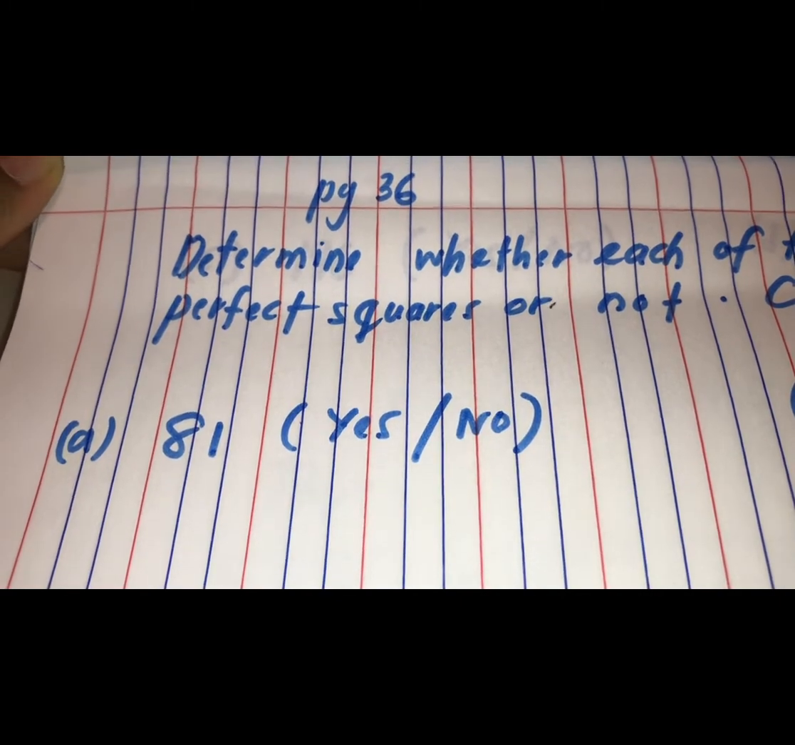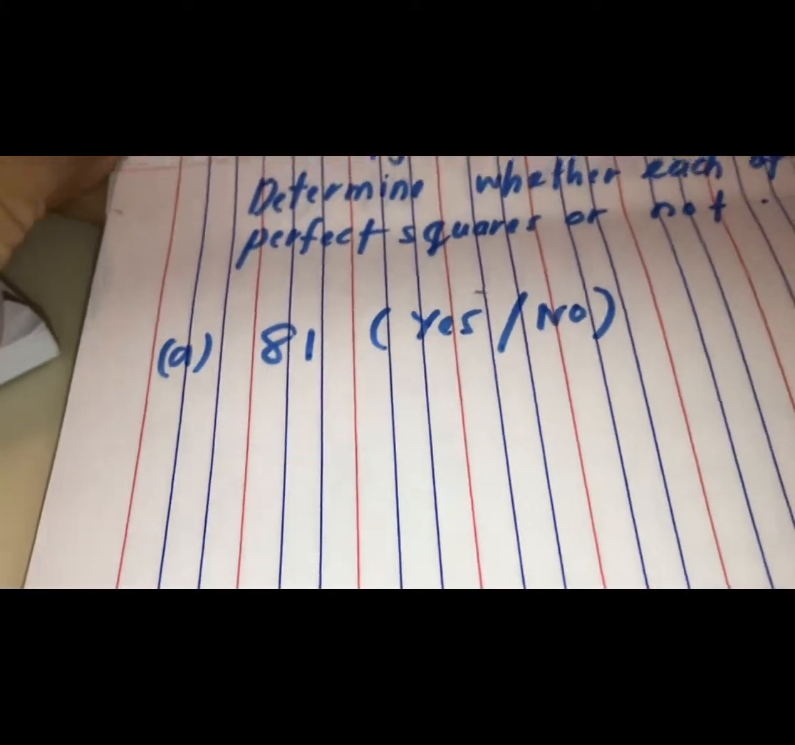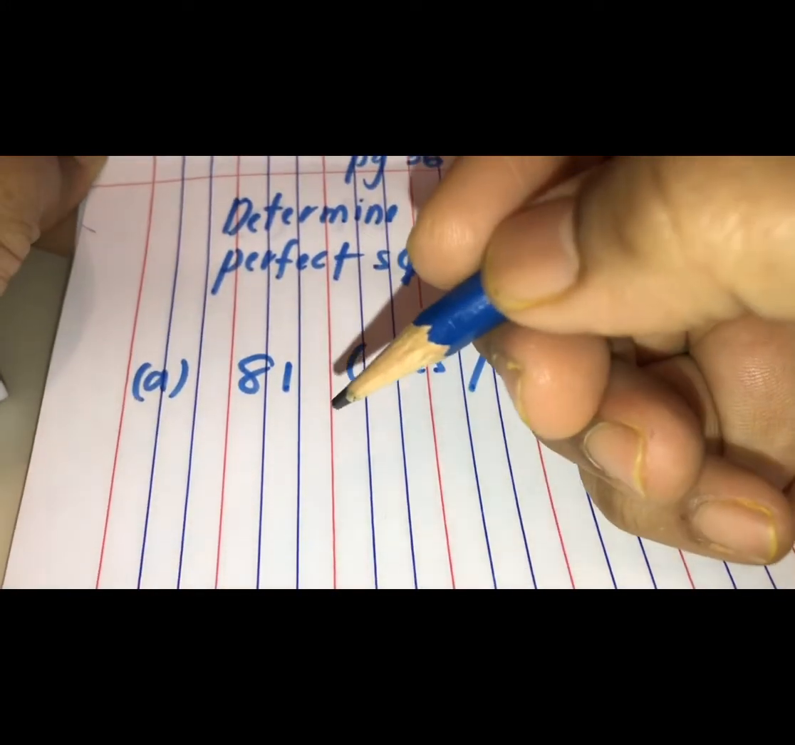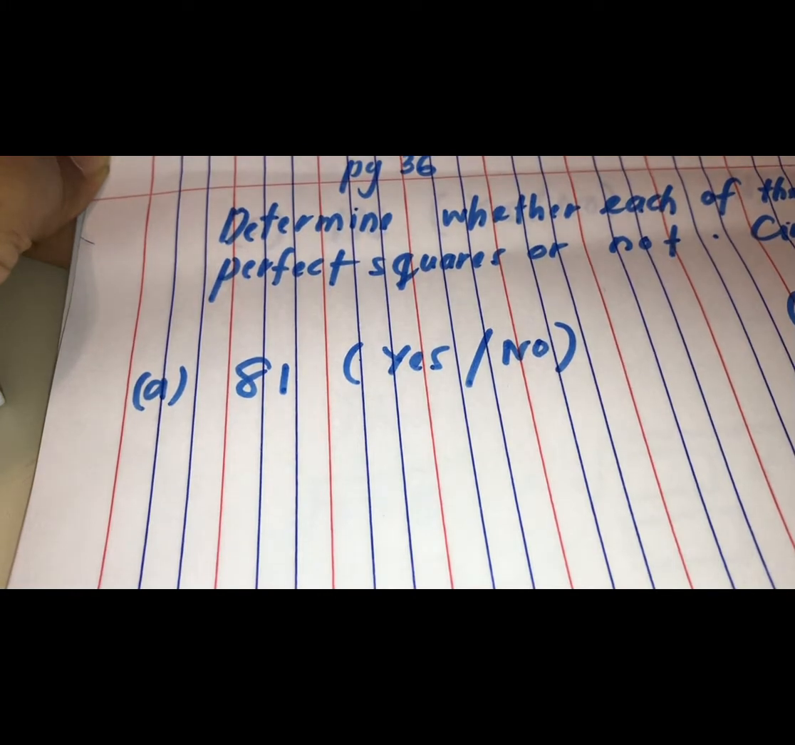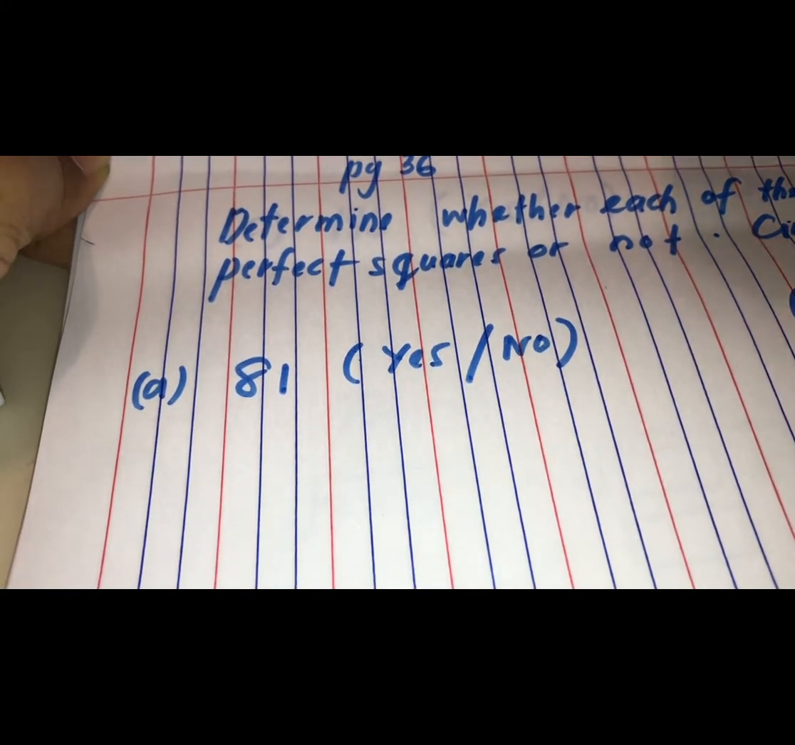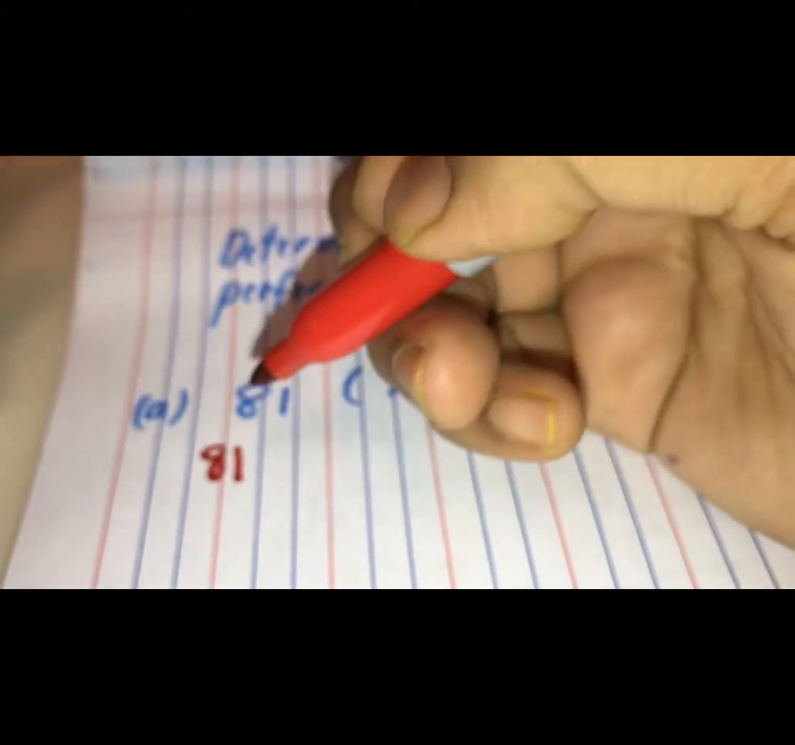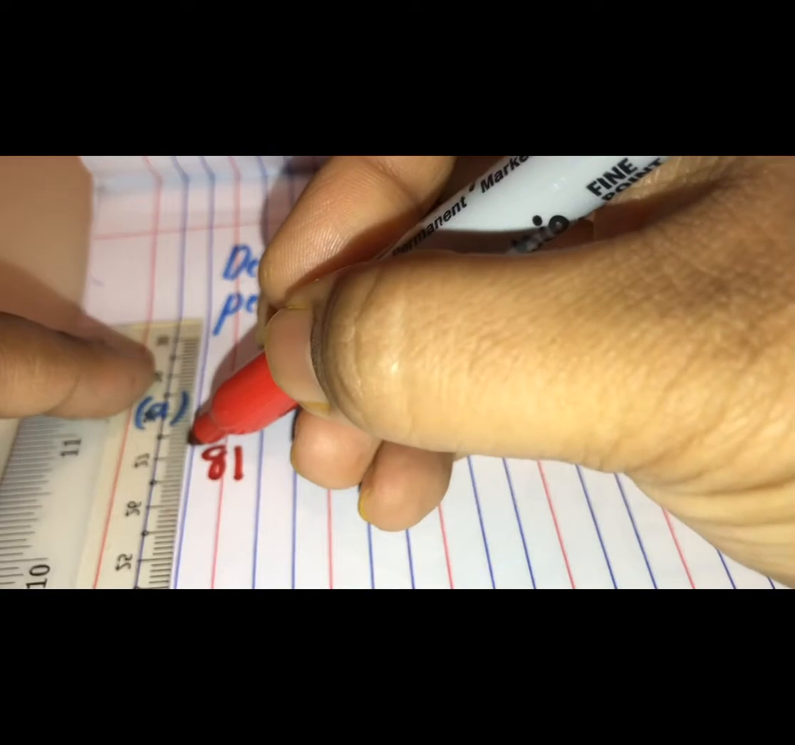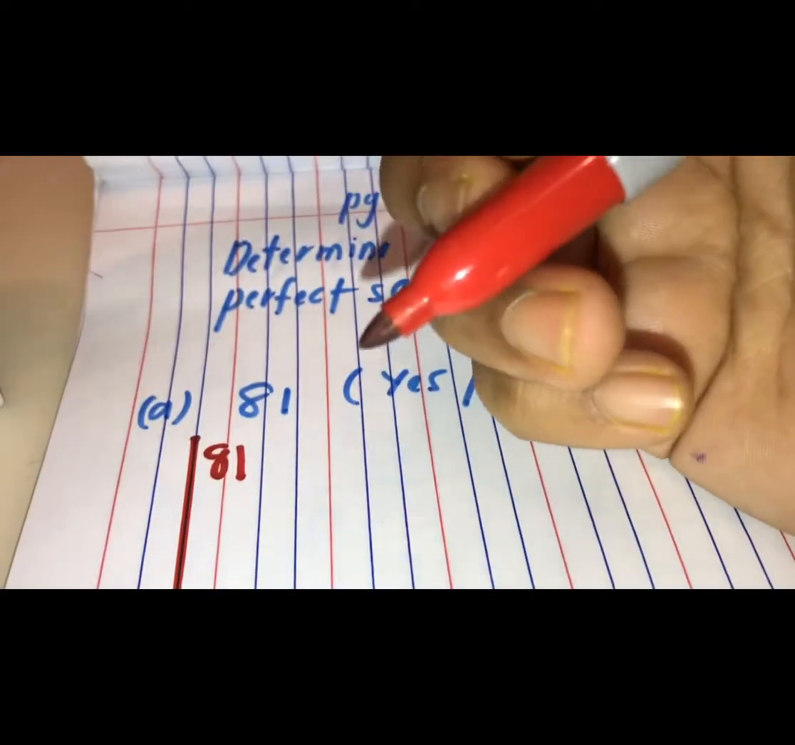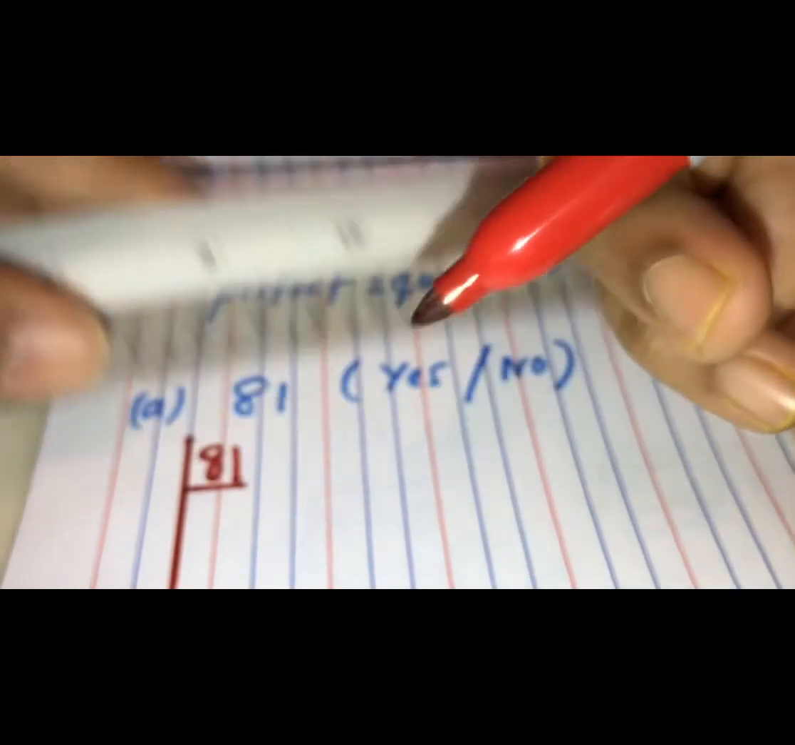So for example, 81. I use the repeated division method. How to check this one? Is this 81 a perfect square or not? You can use repeated division or factor tree. I use method 1, repeated division, for 81. Remember you learned in chapter 2, you have to divide until you get 1, and you must use prime numbers only.